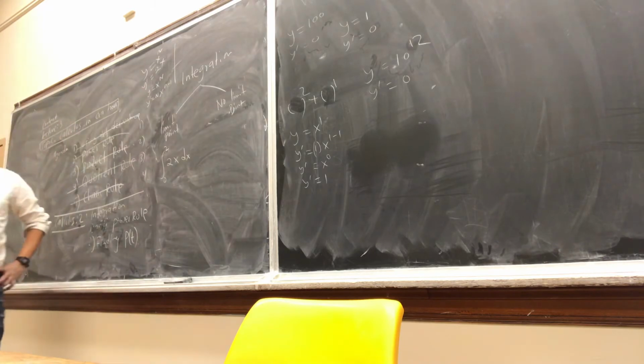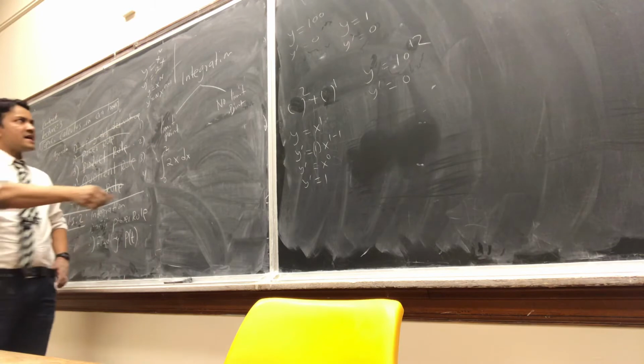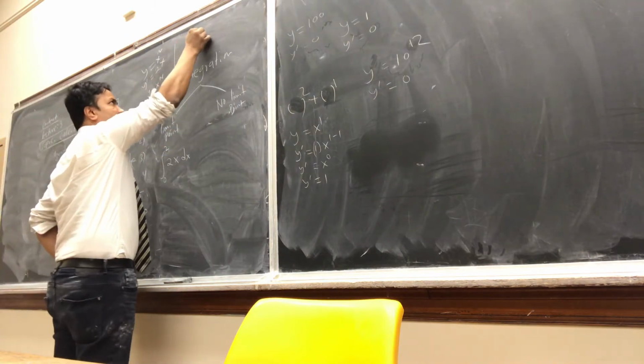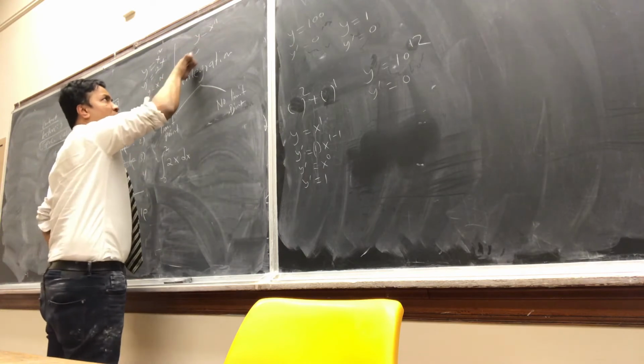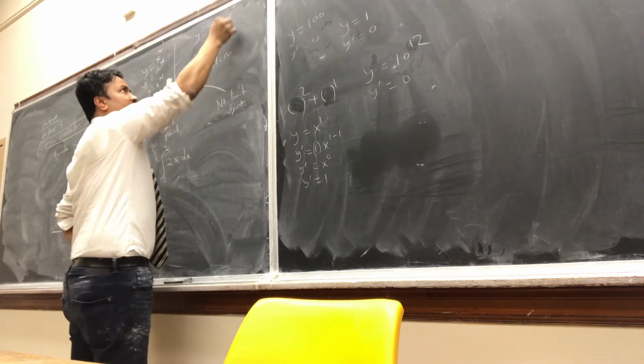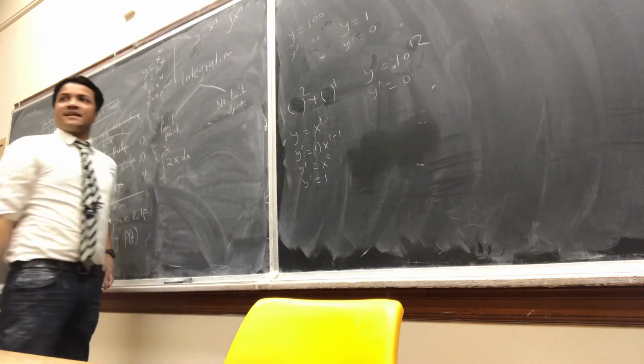That's it, right? Now we're going to know the anti-power rule. The anti-power rule: y equal to x to the n. Not y prime, by the way. Integral of x to the n.